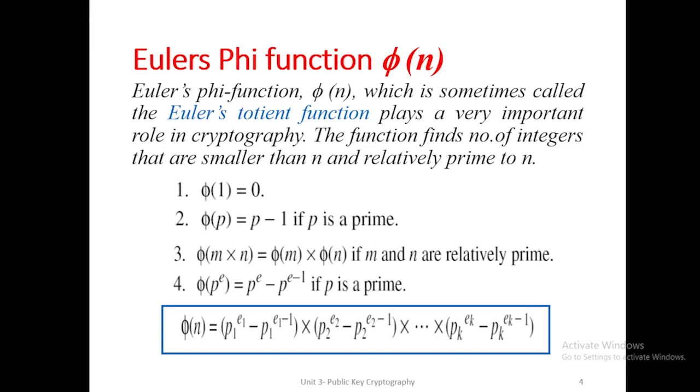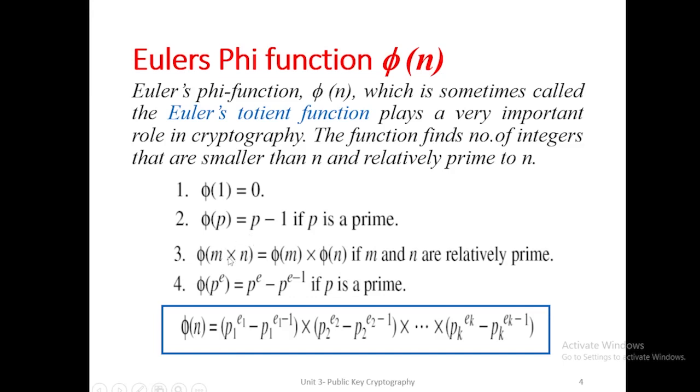The first mathematical notation is Euler's pi function. It is also called Euler's Totient function. It is represented as pi of n and it has a few rules. If you want to calculate pi of 1, the answer is 0. Pi of p is equal to p minus 1, where p should be a prime number.